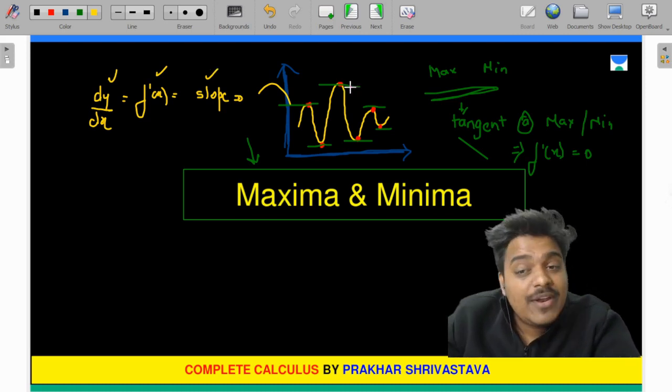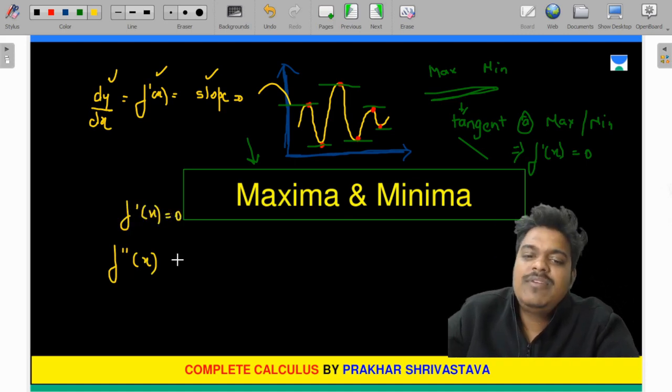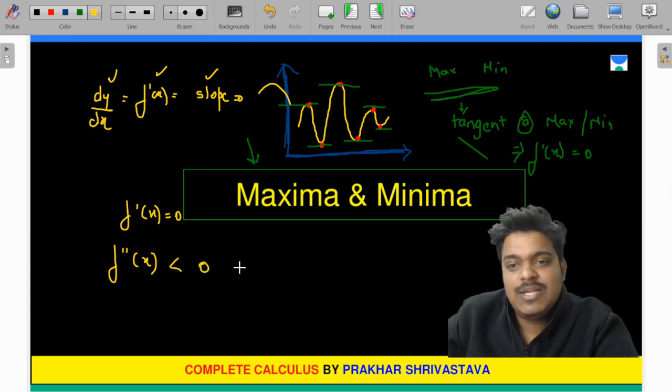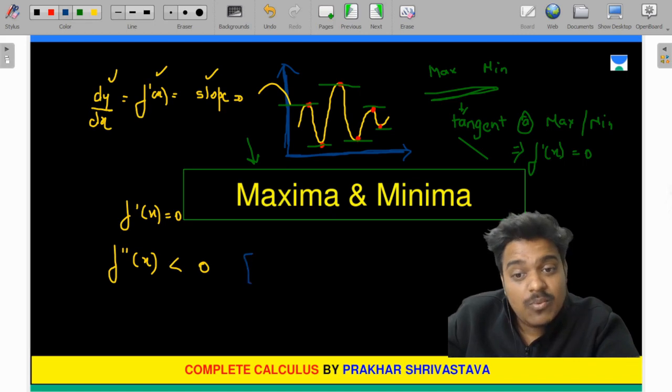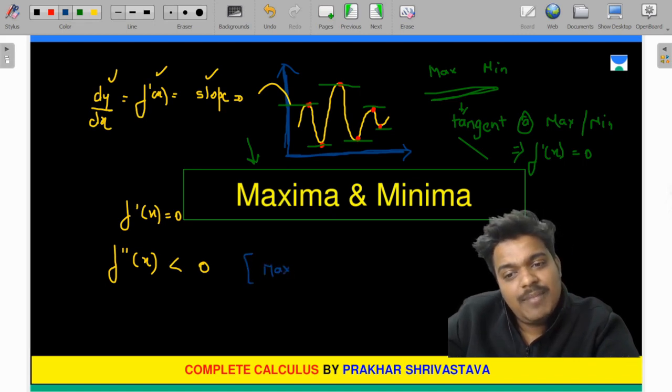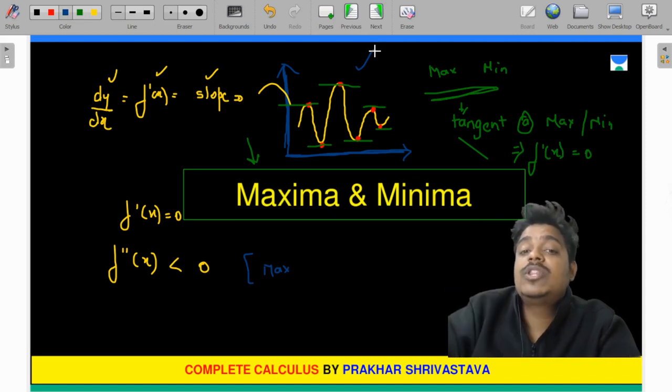When you double differentiate this function, f dash x comes out to be 0, that is fine. But if you find f double dash x and it is less than 0, what does that mean? That this is a point of maxima. I cannot show you this in this graph because it goes to the 3D part.